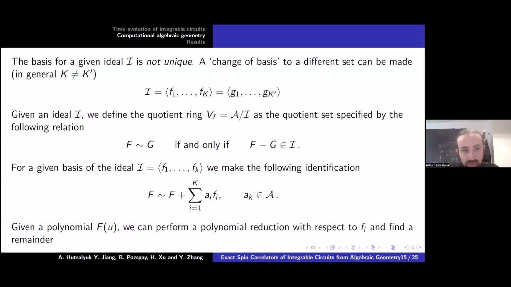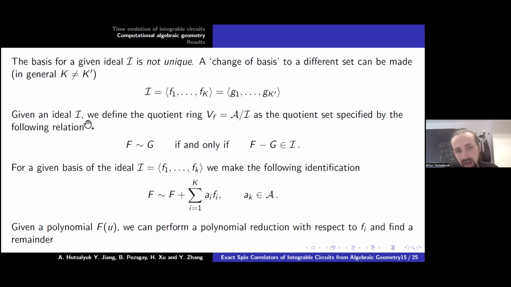First of all, obviously the basis for the given ideal is not unique. A change of basis can be made. Moreover, we can switch from the set of functions f to some set of functions j. And even the dimensions of this set will not be the same in general, k not equal to k prime. But okay, we can do this.